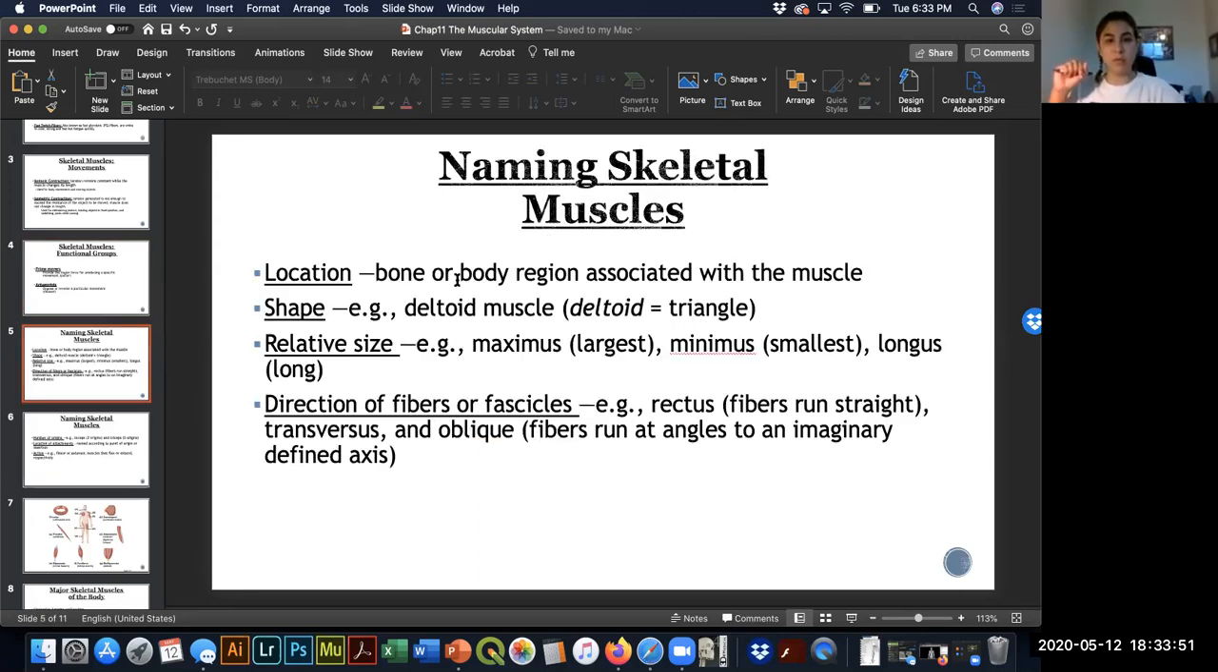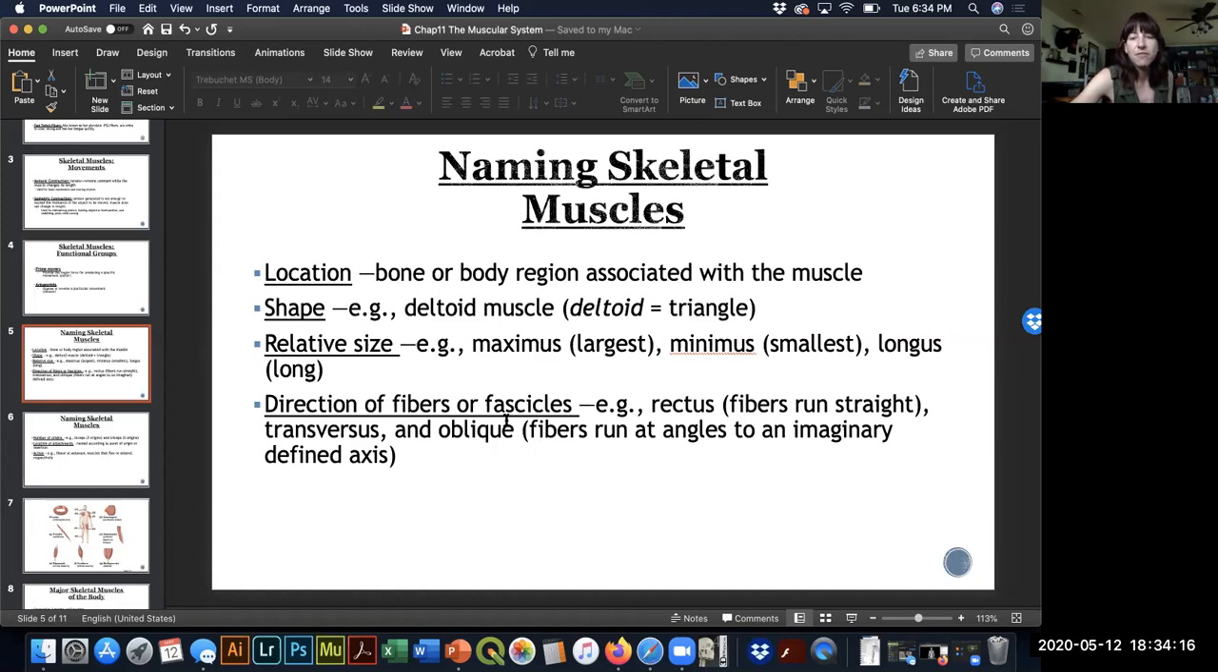Okay. And skeletal muscles, this was just kind of to help you to memorize them. They can be named according to their location, their shape, or their relative size, like maximus and medius, like the gluteus maximus and gluteus medius. I don't think we talked about any of the minimus or longus. We have a couple of longus muscles, which means that they're just really long and skinny.